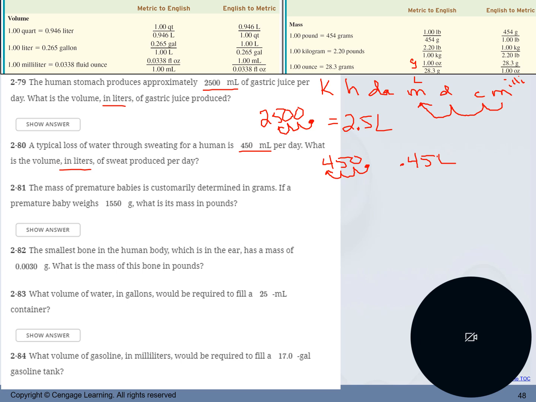I'll do one more with you. So 1550 grams, and I want to convert that into pounds. So you look up here. Here's the conversion factor for you. I'm going to set this up in such a way that my grams will cancel out. 454 grams all over 1 pound. I'm going to do a little multiplication in my calculator with the numbers on top. And this is 81.